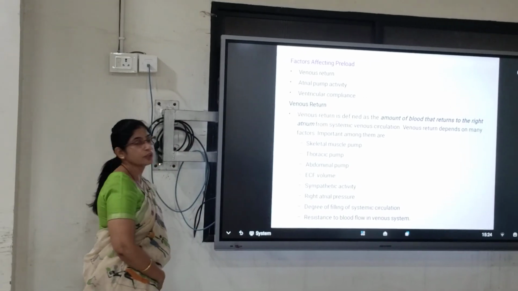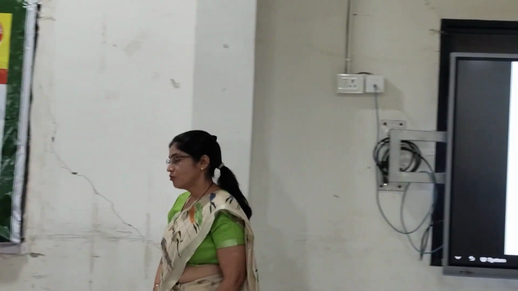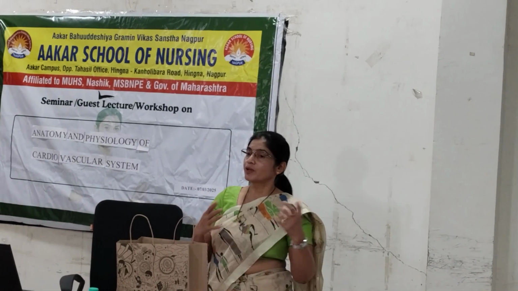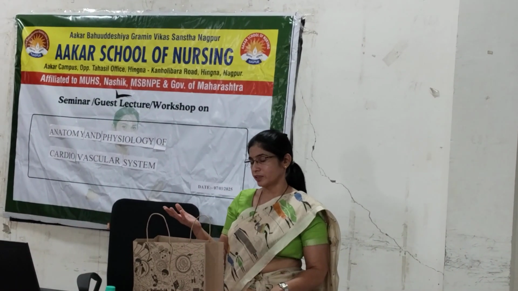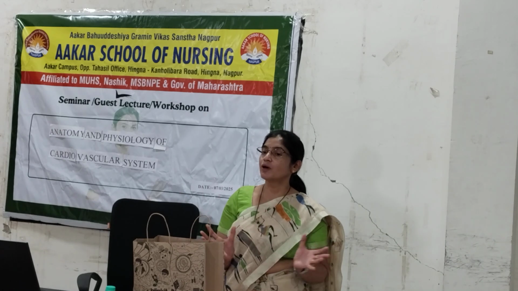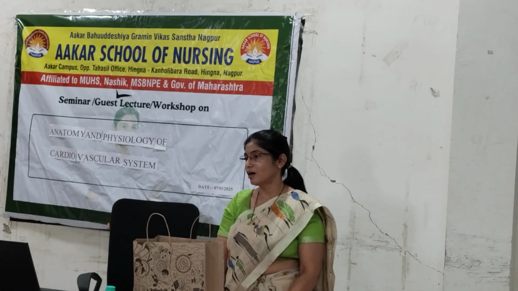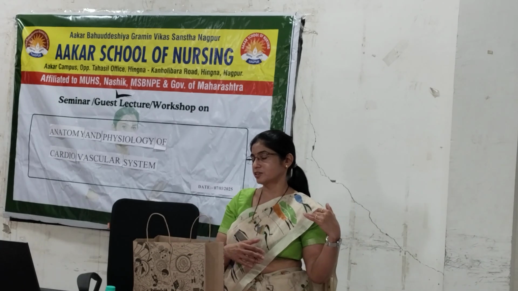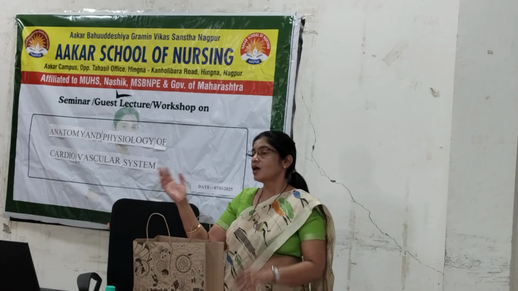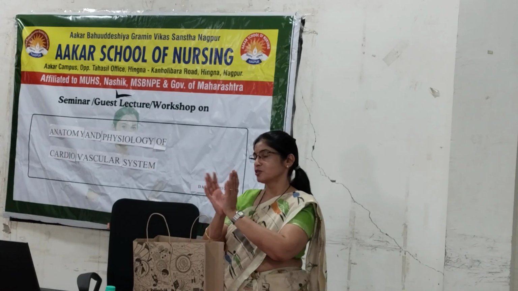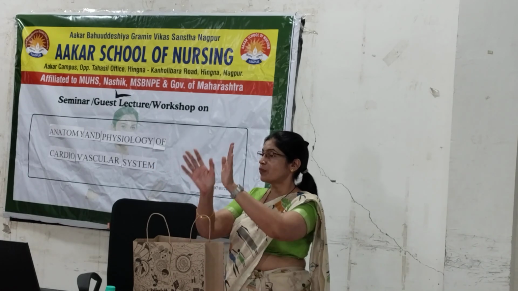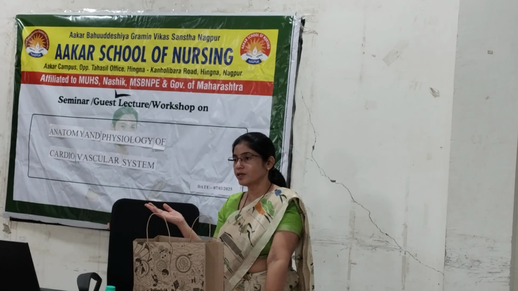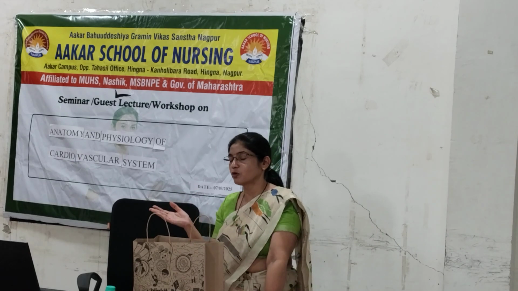So, factors affecting the cardiac output. Which factors affect the cardiac output? The important words are preload factors and afterload factors. Preload means how much blood is coming into the atria and then to the ventricles. These are all preload factors. Afterload factors mean against how much resistance the ventricle and aorta pump the blood into the systemic circulation. These are the afterload factors.